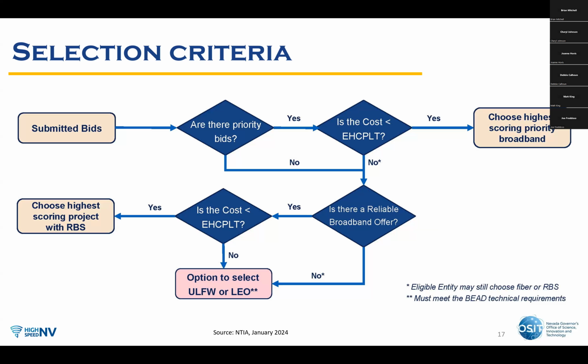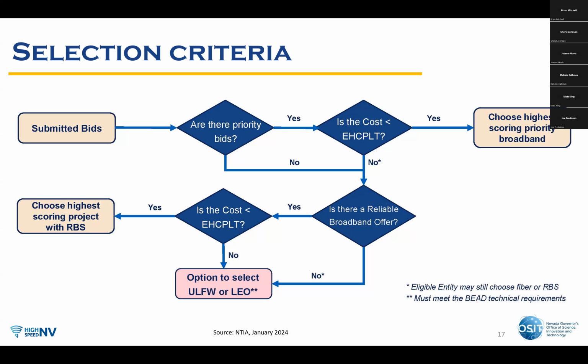If there are applications for that technology, then again, the state has to ask the question, is the cost within budget? Is the cost within the extremely high cost per location threshold? If yes, then the high scoring application that is within budget has to be selected. Only if there is not a reliable broadband service offer that is within the budget, meaning under the extremely high cost per location threshold, can the state then consider selecting unlicensed fixed wireless or low Earth orbit satellite?